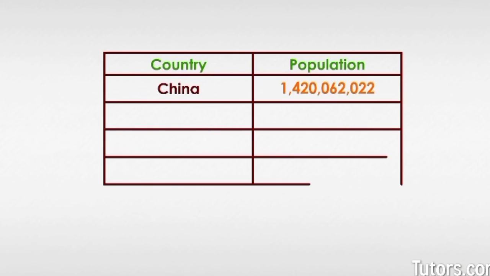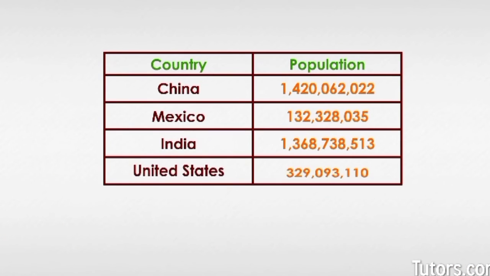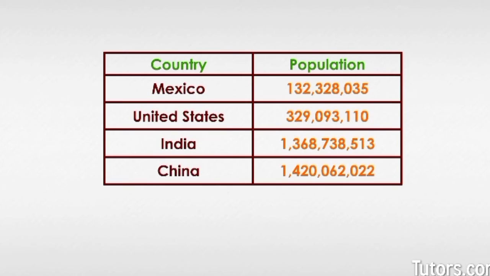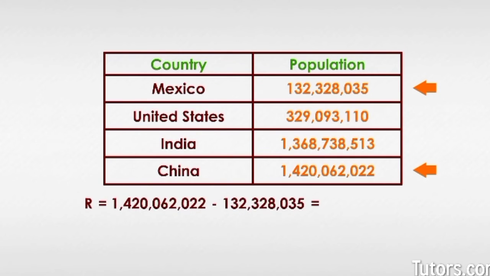Here is the data that we needed to gather. Next, we arrange the data set in order from least to greatest. And now we subtract the smallest value from the greatest value. This gives us our range. The range of populations in these 4 countries is 1,287,733,987 people.